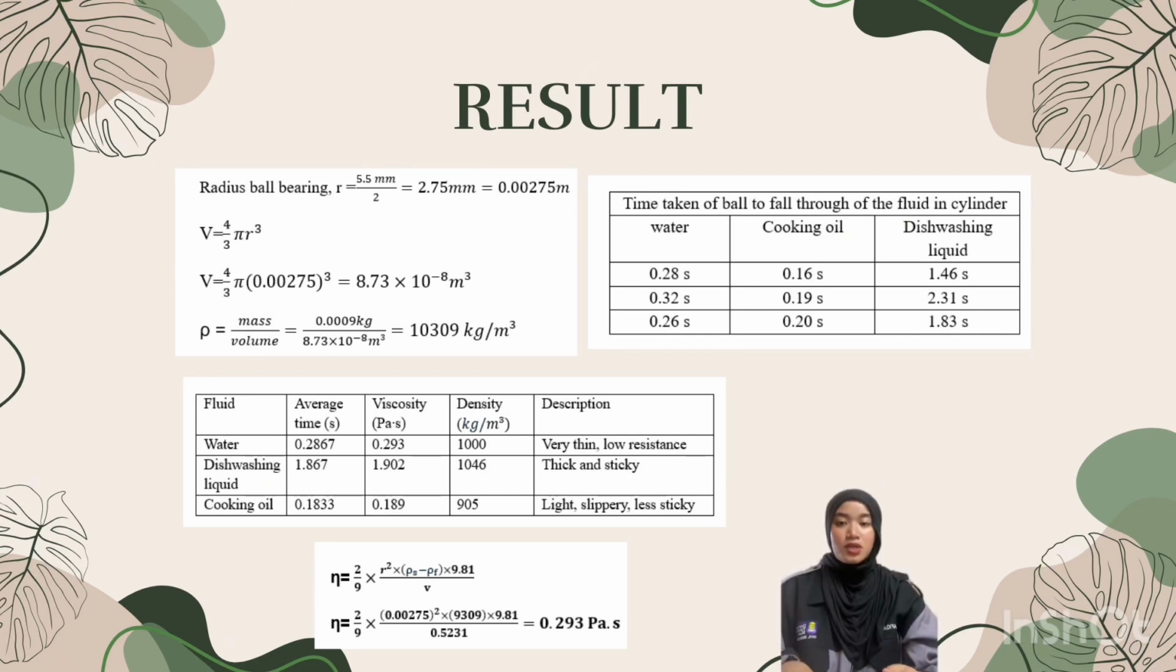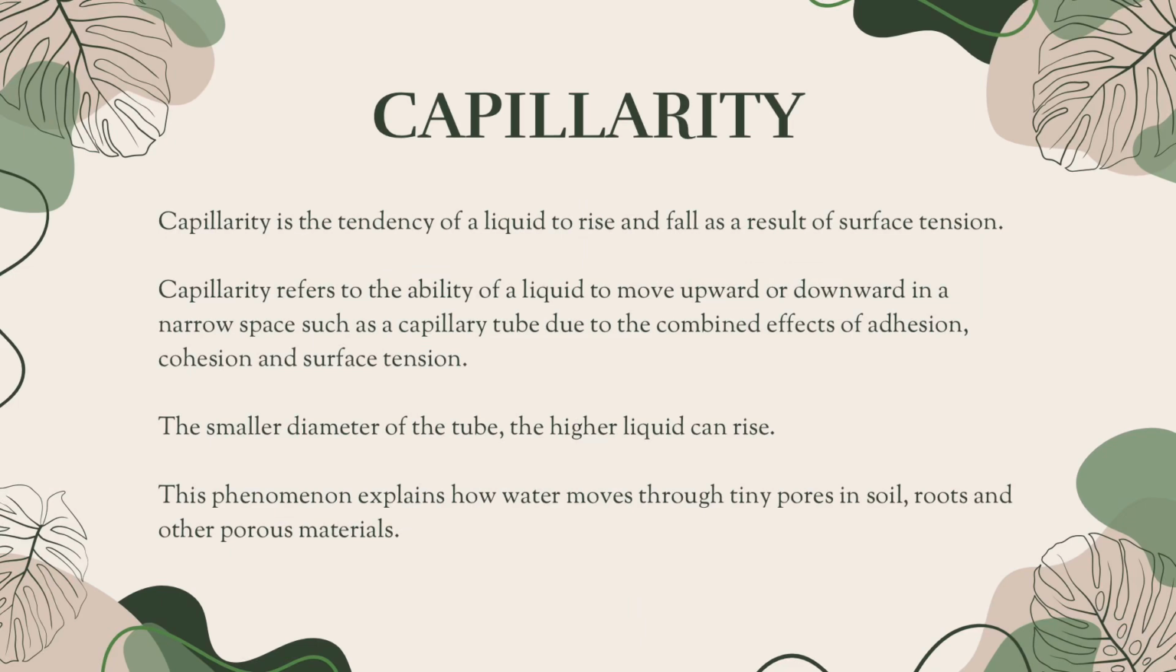To conclude, this experiment using the Stokes' method successfully determined the viscosity of three fluids. Dishwashing liquid recorded the highest viscosity at 1.902 pascal second, followed by water at 0.293 pascal second, and cooking oil with the lowest at 0.189 pascal second. The result clearly shows that the thicker the fluid, the slower the ball falls, and the higher the viscosity. This proved the inverse relationship between terminal velocity and fluid resistance.